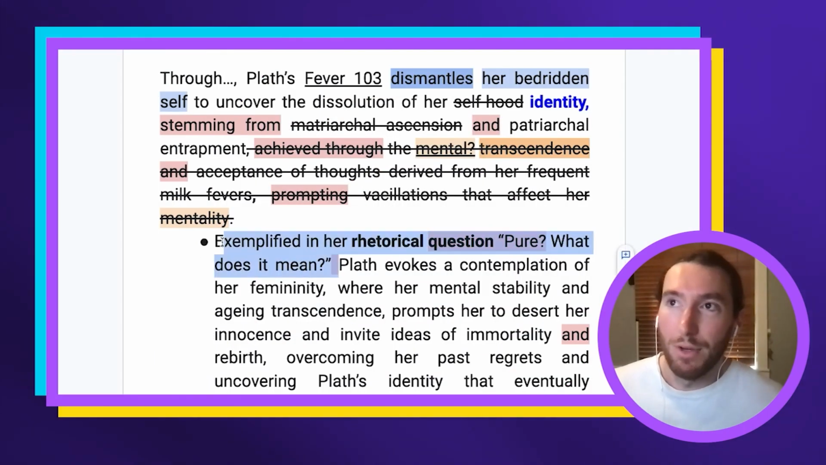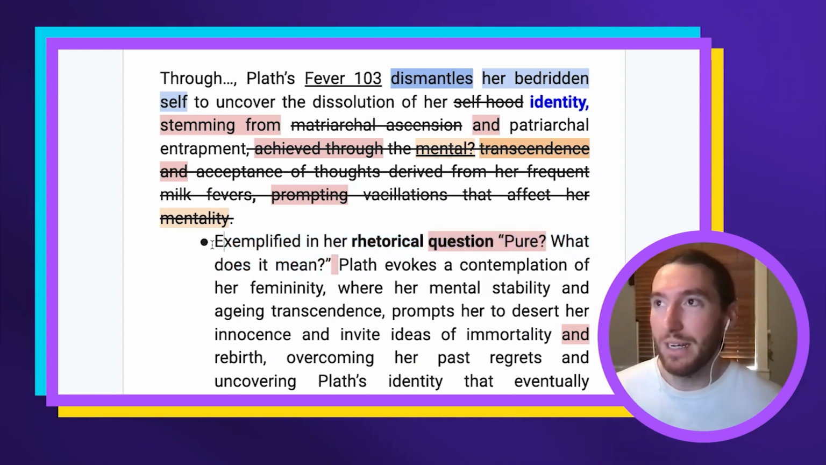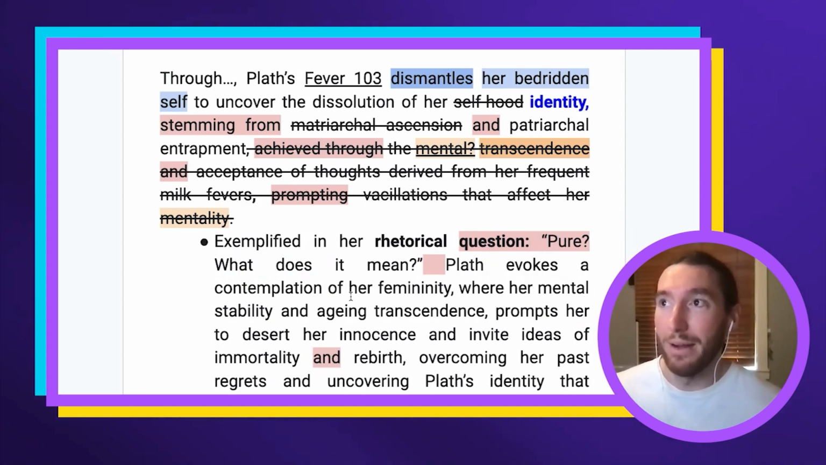But just be careful here with grammar, punctuation. This is all going to be very important in terms of shaping a marker's impression of your writing ability and your work. So here we say, exemplified in her rhetorical question, there's no comma or anything, it just goes straight into the quote. I mean, you would have to at least have a colon there because you're about to tell me what the rhetorical question is.